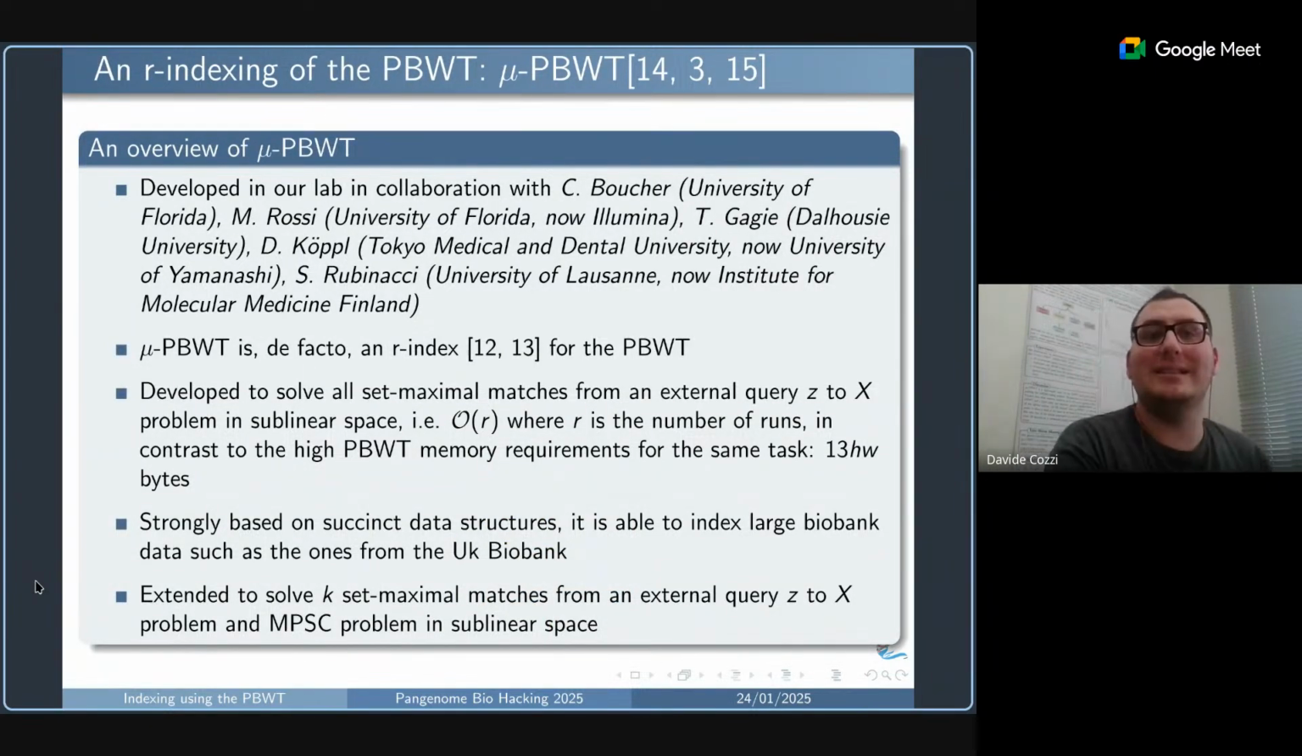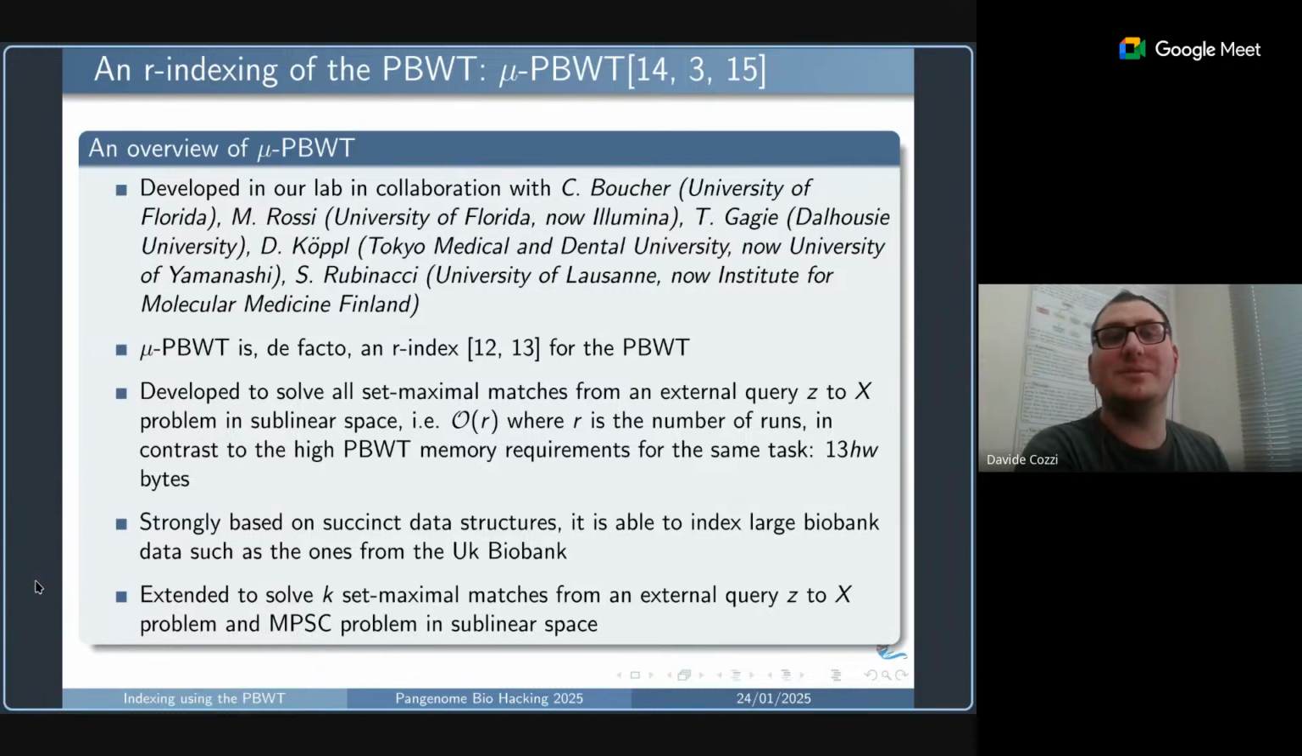So, just an overview of my main project. This is the MoPBWT. If you are used to the last, well, not last, because the r-index PBWT was developed, I think, 10 years ago, but okay.